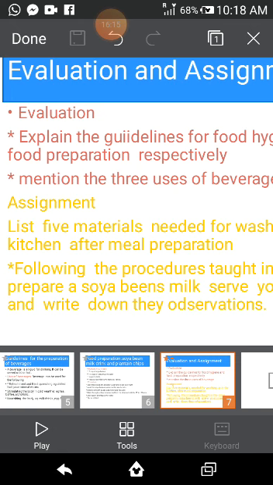Evaluation. Explain the guidelines for food hygiene and food preparation respectively. In your food hygiene, remember, I expect you to be able to give me answers like keeping your hands clean while preparing your food. When you go to the toilet during food preparation, wash your hands very well, scrub them very well before touching the food. Sneeze away from food. Keep your cooking utensils clean, and many others.